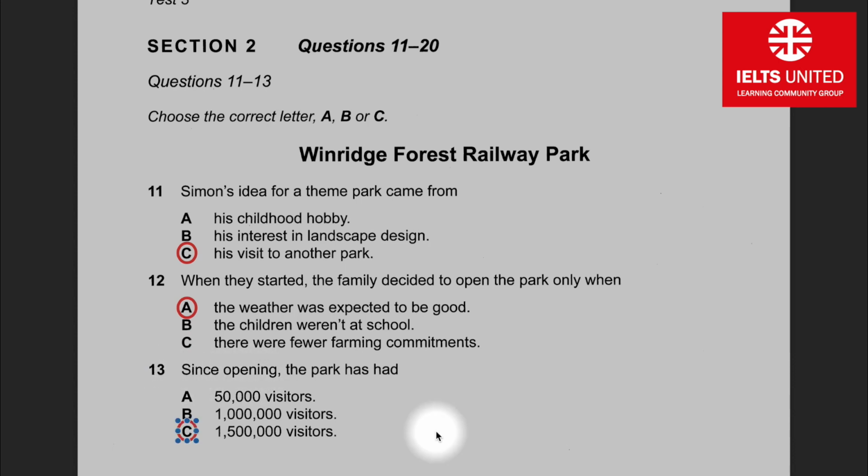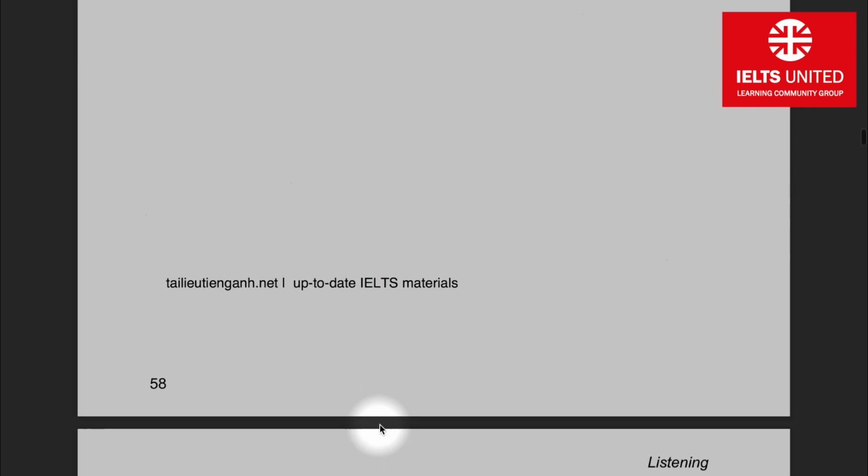We heard that the children wanted to make sure that the guests weren't rained on, so that was the weather. And down here it was a bit tricky because they've had 50,000 visitors this year, but 150,000 since opening, and that was the question. Before you hear the rest of the talk, you have some time to look at questions 14 to 20. So now we have some time to look at the next section.